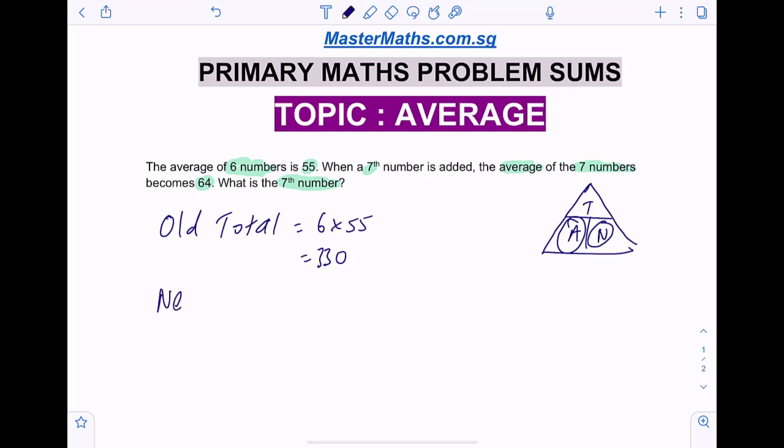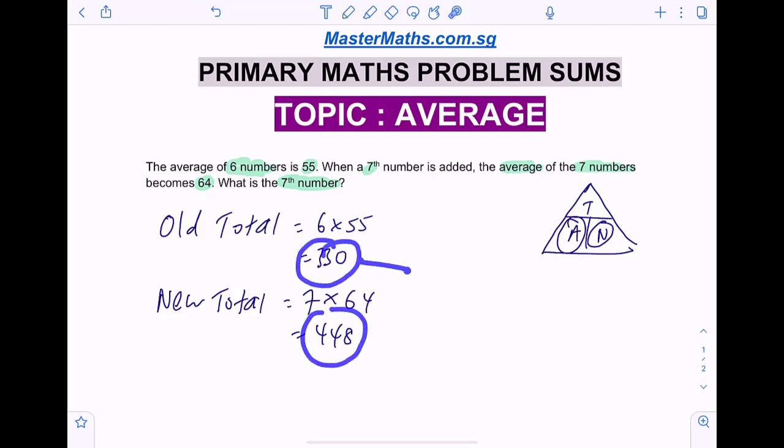And then there's a new total that we can find. That will be 7 times 64. 7 numbers, average is now 64. 448. So the difference between the old total and the new total will actually be because of the 7th number.